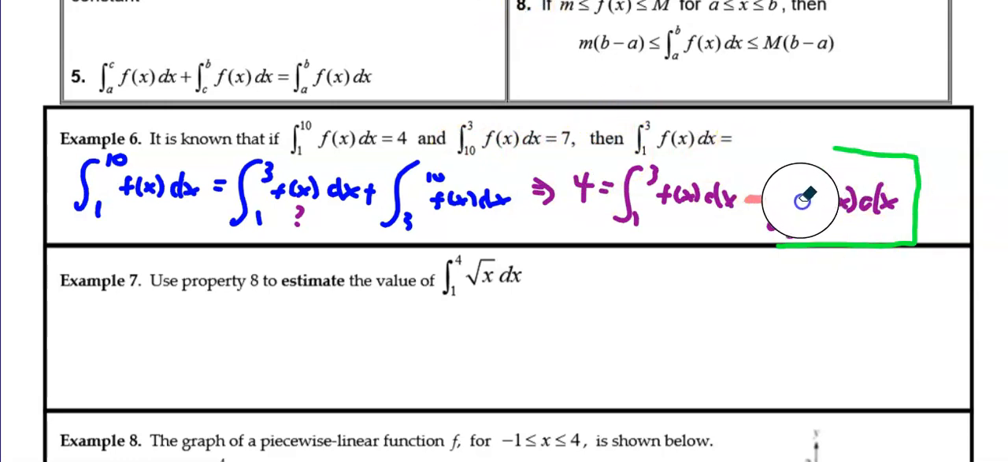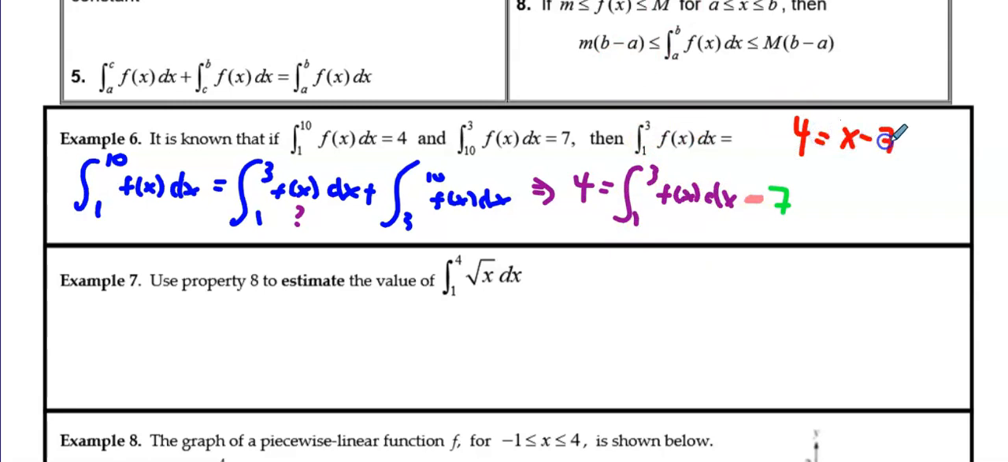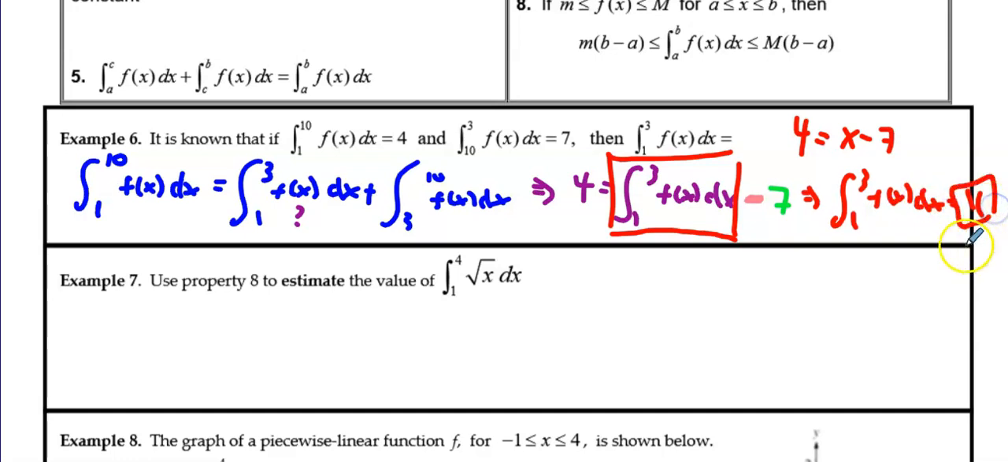So we're going to get rid of this piece right here, but remember, we're keeping the negative part in here because originally we were looking from 3 to 10. So this is going to be equal to minus 7. So then all we have to do now, and this example is just as simple as 4 equals x minus 7. I mean, that's what it is. We're looking for this. This is our unknown. This is our x. But because of calculus, we want to keep the notation as close as we possibly can. So instead of saying x, we're going to say that the integral from 1 to 3 of f of x dx is simply equal to 11. And that's going to be our first answer.